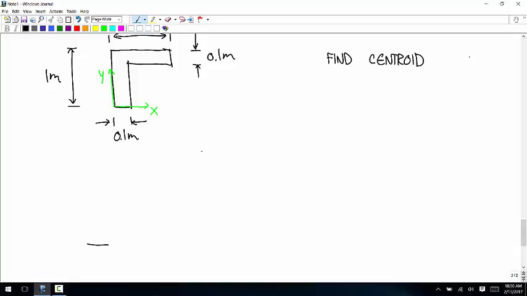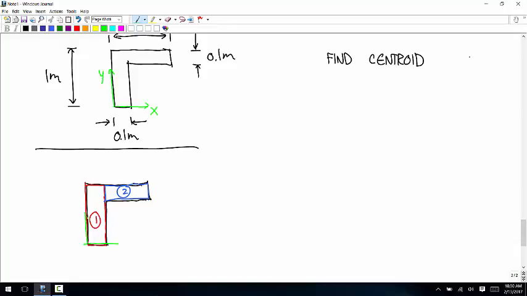Well, I'm going to break it up into 2 pieces. I'll call this piece 1 and this piece 2. So I'm breaking it up into 2 pieces where if you add these 2 pieces together, you get the whole shape. And the coordinate system is down here.